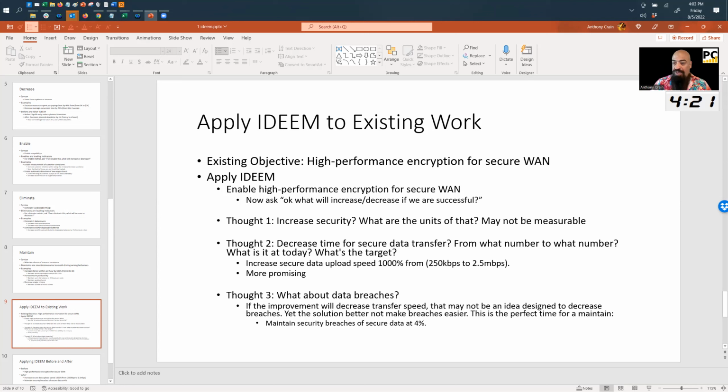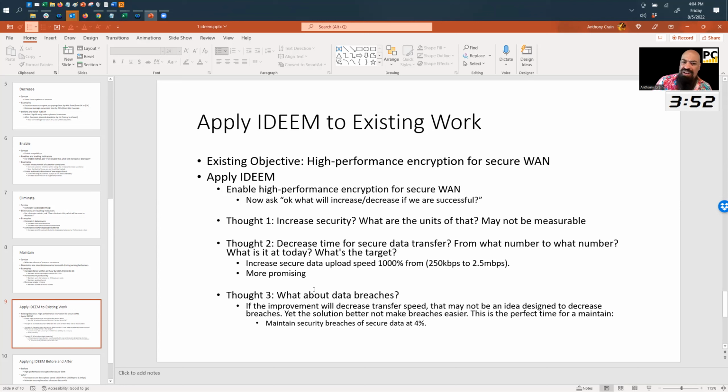Thought two, decrease time for secure data transfer. Okay, that's time. I know how to measure time. Well, from what number to what number? What is it at today? What's the target? So we look into it, and perhaps we realize we can increase secure data upload speed 1,000%. Currently 250 kilobits per second. It'll be 2.5 megabits per second, right? So that seems more promising as an IDEEM measure.